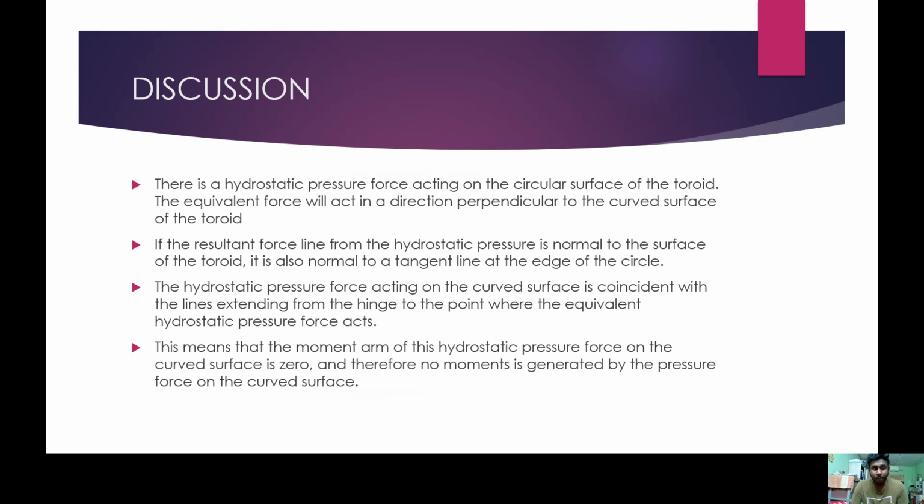So, the discussion from the experiment is that there is a hydrostatic pressure force acting on the circular surface of the toroid. The equivalent force will act in a direction perpendicular to the curved surface of the toroid. If the resultant force line from the hydrostatic pressure is normal to the surface of the toroid, it is also normal to a tangent line at the edge of the circle.